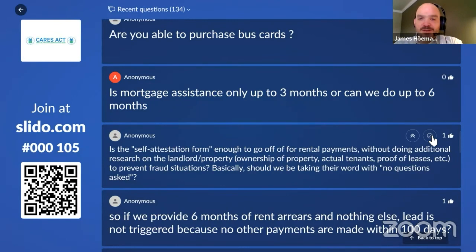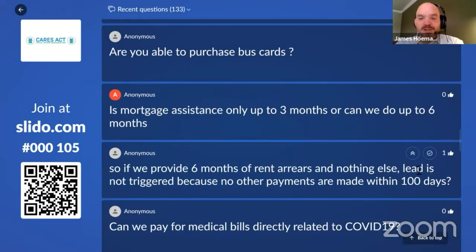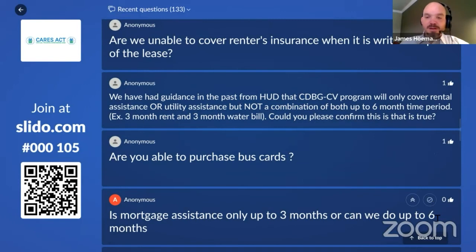Is mortgage assistance only up to 3 months, or can we do up to 6 months? That goes back to which pot of funding you are using. Are you using annual CDBG? If you are, then you're limited to the 3 months. If you're using CDBG-CV, or your FY19 or 20 funds to prevent, prepare for, and respond to the coronavirus, then you get the 6 months, because we have the extension of that period in the CDBG-CV implementation notice.